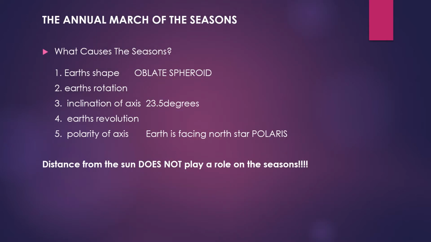So what causes the seasons? Couple things. The reason for the seasons: Earth's shape. Earth is not a perfect sphere. It is fatter at the equator, so we call it an oblate spheroid. And when you intercept the sun, that has a lot to do with the way the sun hits the Earth. So it's not a perfect sphere. It is an oblate spheroid.